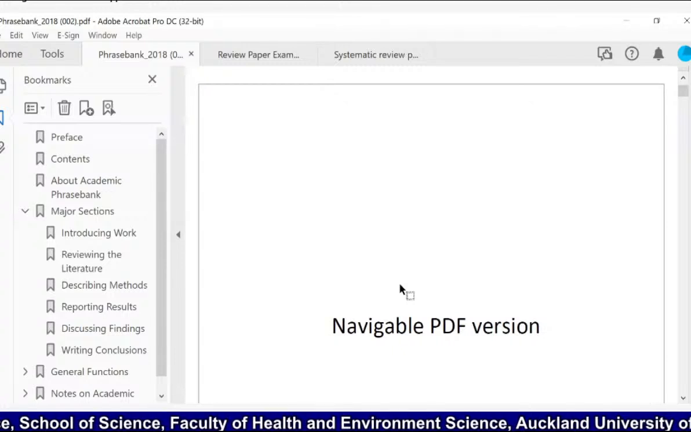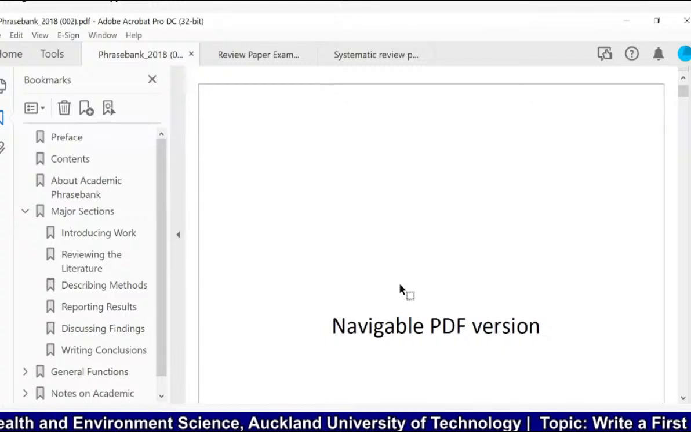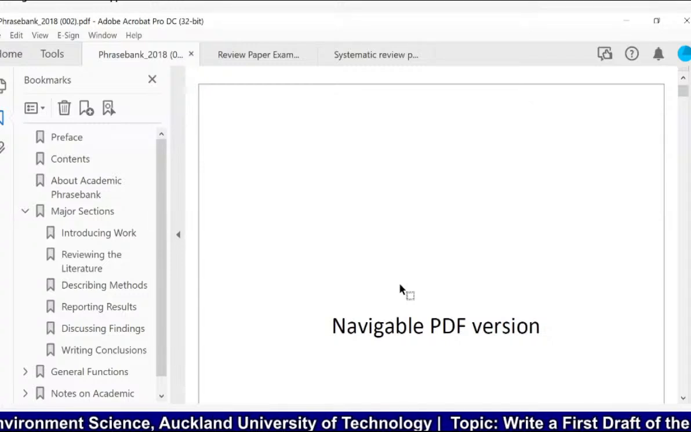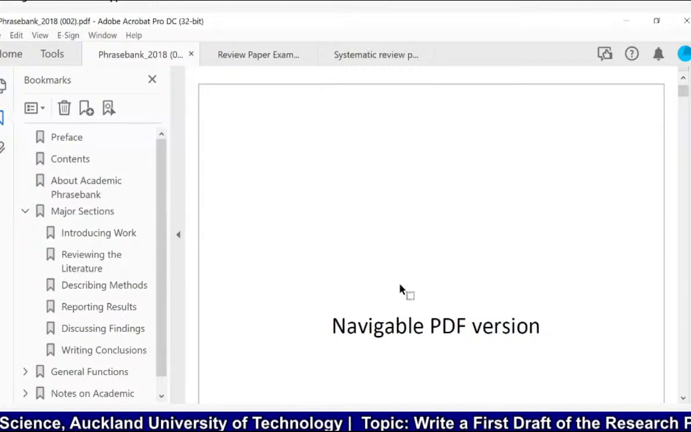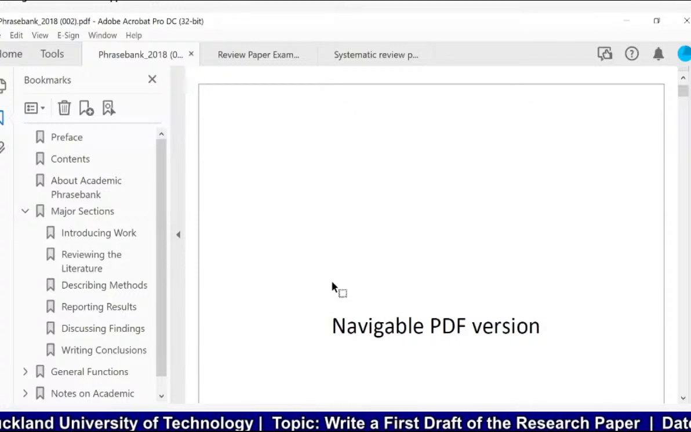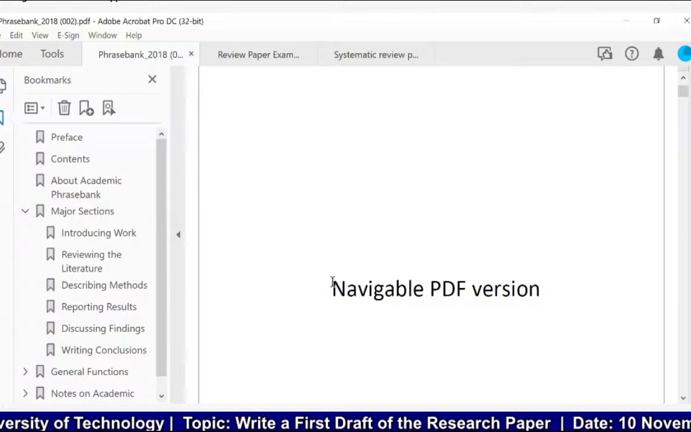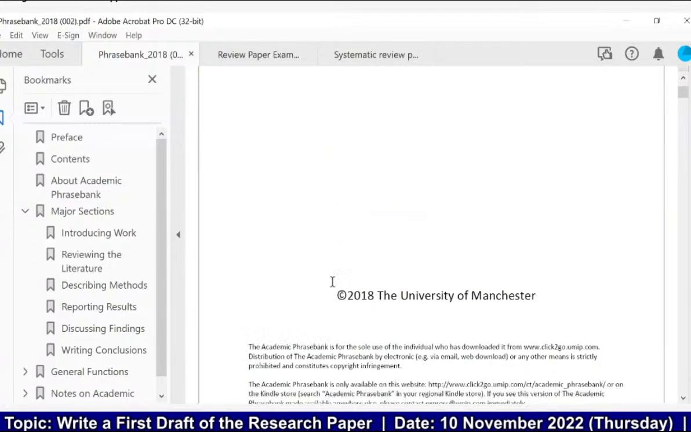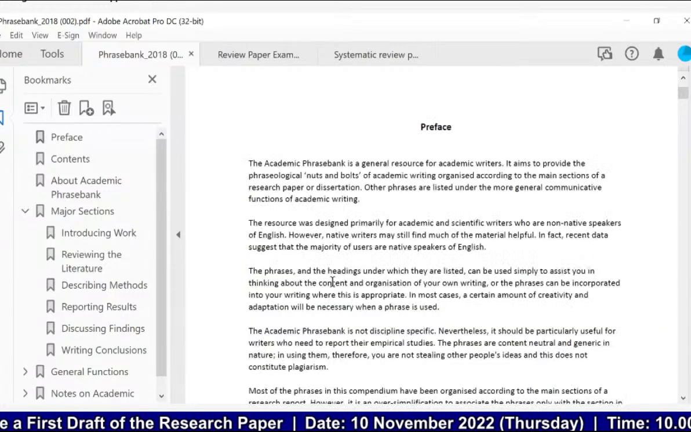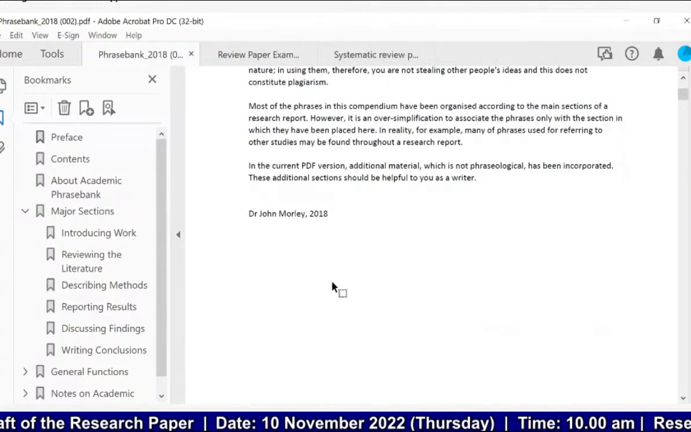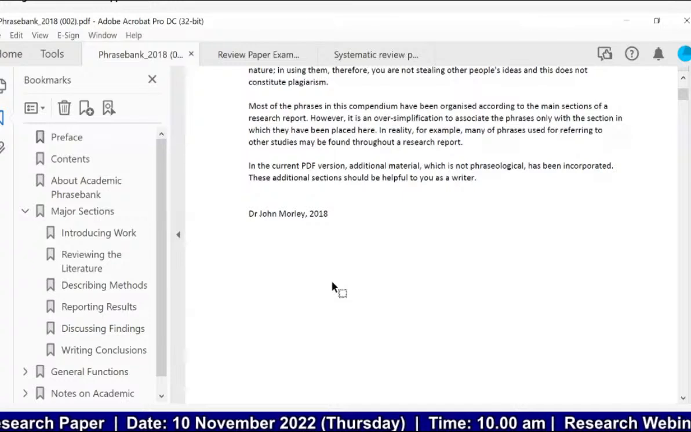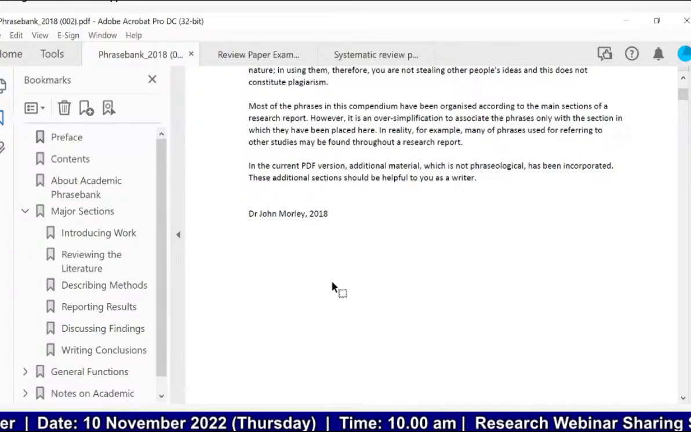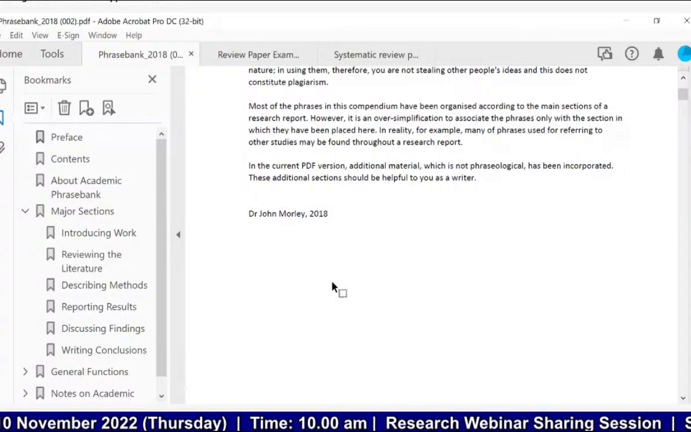What I have is a 2018 version, and this was usually provided for free on the website before, but now in the UK they've started charging for it. It's a very small sum, maybe about £5, and it's a navigable PDF version. What I have is outdated, but I'll just show you what it is. We have students who are somewhat limited in terms of phrases they can use when writing papers. This is the University of Manchester, a 2018 version, and I must say John Morley did a great job. There are a lot of international students in the UK as well, and he's the person who established this.